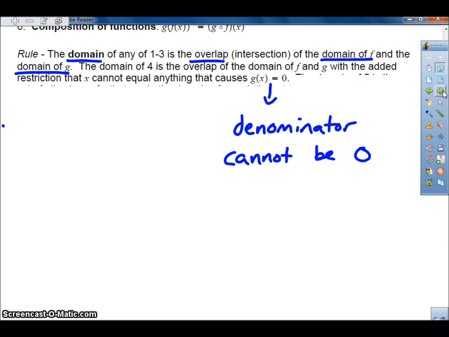And if we're taking f divided by g of x, g of x is in the denominator, so g of x is not allowed to equal 0. X is not allowed to equal anything that would cause g of x to equal 0, because then we would be dividing by 0. So we have to remove any values of x where we might be dividing by 0. That's the only extra requirement if you're dividing functions. Otherwise, it's like the other 3. All right, so let's look at some examples.